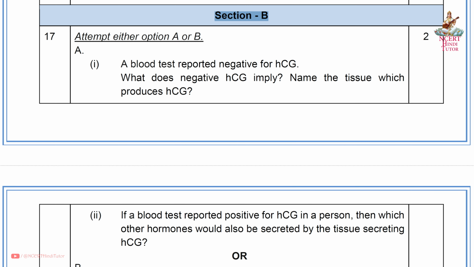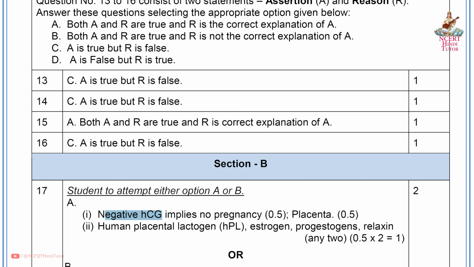Section B. Question number 17. Attempt either option A or B. A. First, a blood test reported negative for HCG. What does negative HCG imply? Name the tissue which produces HCG. Answer. Negative HCG implies no pregnancy and the tissue which produces HCG is placenta.